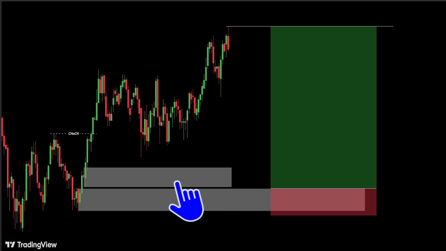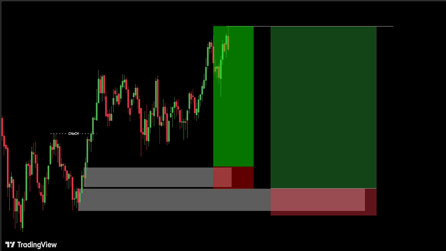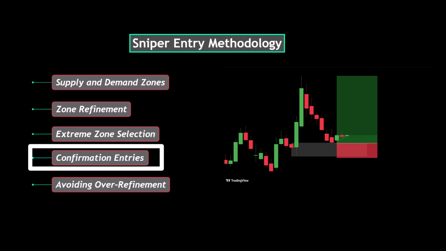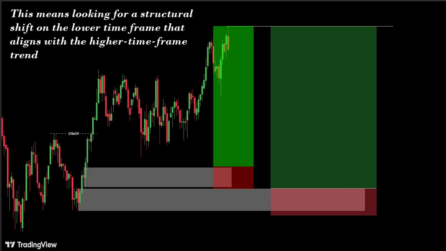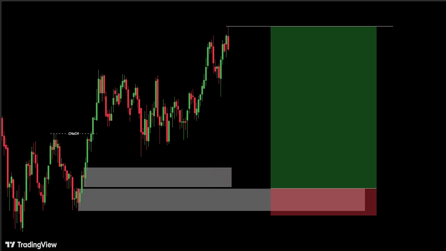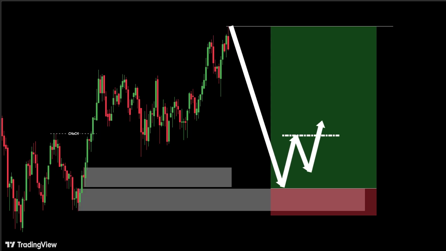If we want to catch a trade from the top zone as well, we can't simply place a limit order there. Instead, we wait for what I call a standard confirmation. This means looking for a structural shift on the lower time frame that aligns with the higher time frame trend. For example, in a downtrend on the 1 hour, if price enters our demand zone and then breaks a previous high, that confirms buying pressure strong enough to reverse structure.